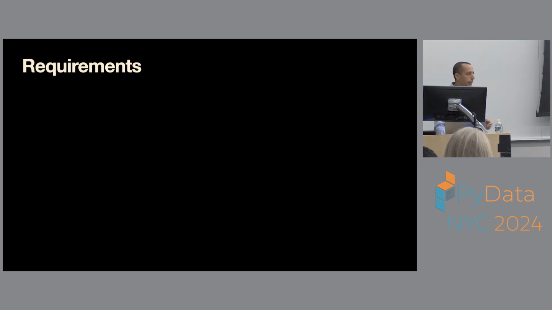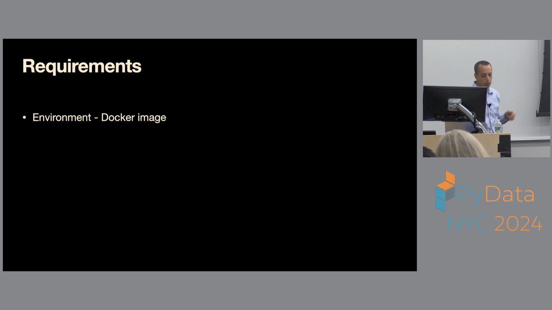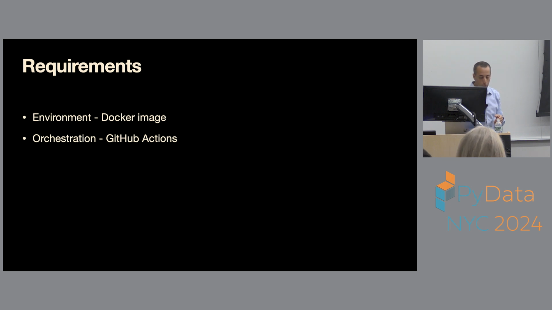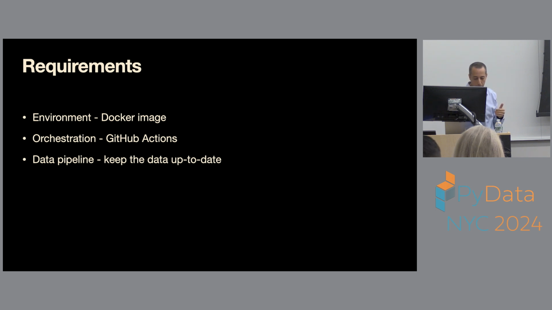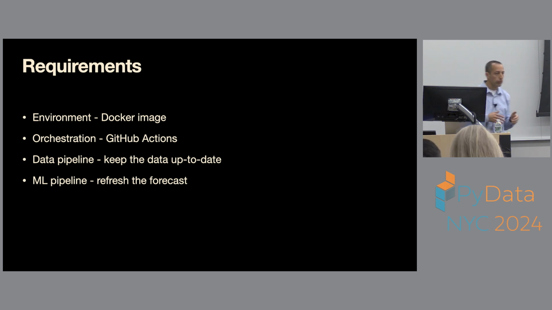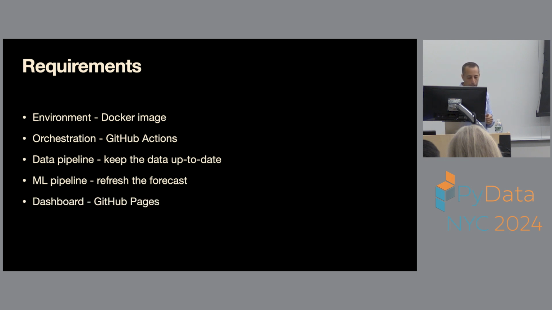So let's go to the next step, requirements. We want to set an environment, so we'll find a Docker image. We want to use it for refresh and GitHub Actions. We want the data pipeline to keep updated with the data, and the ML pipeline to refresh the forecast. So it should run, we will tune some model and then deploy just the model with the settings and run it in the refresh process. The last thing we want is to deploy a dashboard with information and also some metadata so that we can monitor the health of the pipeline.